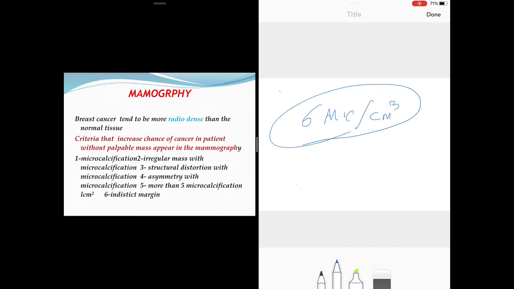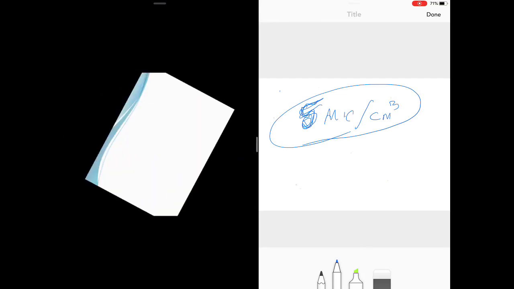Microcalcification must be diagnostic when it is an irregular mass with microcalcification, when there is structural distortion, when there is asymmetry between the two breasts of microcalcification, when there are more than 5 microcalcifications, or indistinct margin. From 5 or 6, from 5 it starts to get my attention and this may be a sign of malignancy. Indistinct margin, the margin of the mass is not clear, goes with malignancy.